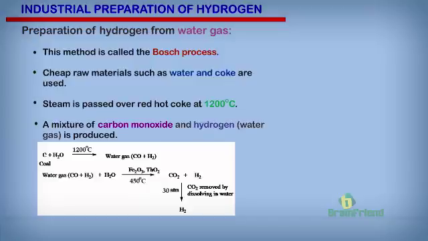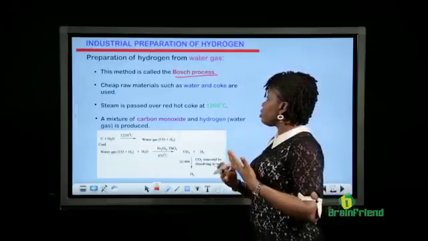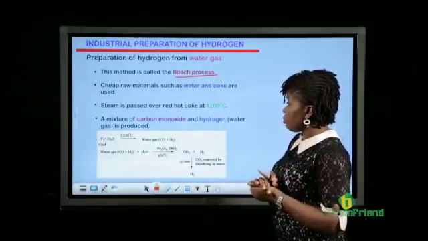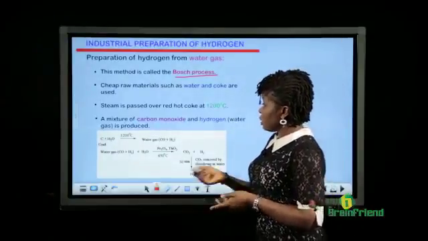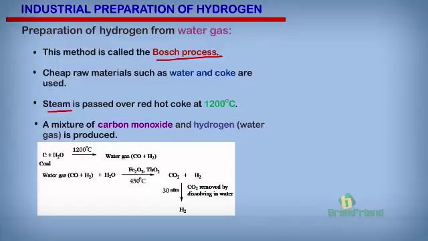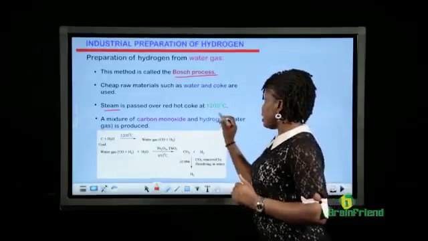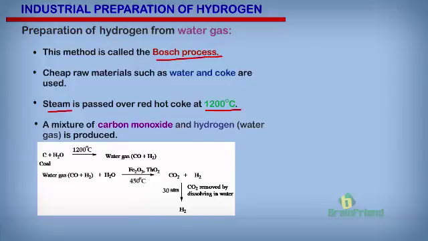Now, preparation of hydrogen from water gas. This method is what we call the Bosch process. Cheap raw materials such as water and coke are used. So what happens is that steam, which is gaseous water, is passed over red hot coke at a temperature of 1,200 degrees Celsius. When this happens, a mixture of carbon monoxide and hydrogen, otherwise known as water gas, is formed. So this reaction makes up the first process. We have coke and steam, water, at a temperature of 1,200 degrees Celsius, forms what we call water gas.